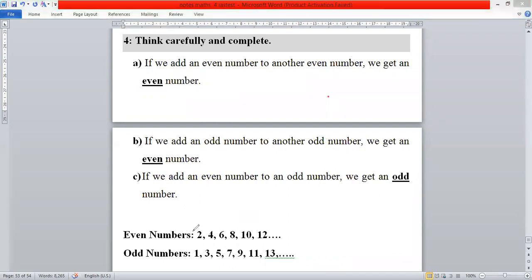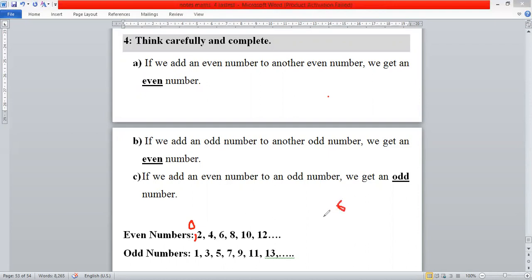All of you know that even numbers are 0, 2, 4, 6, 8, 12. If we define the even numbers, the definition will be the numbers that are divisible by 2, meaning that we can divide the even numbers by 2. The numbers that are divisible by 2 are called even numbers, and the numbers that are not divisible by 2 are called odd numbers.